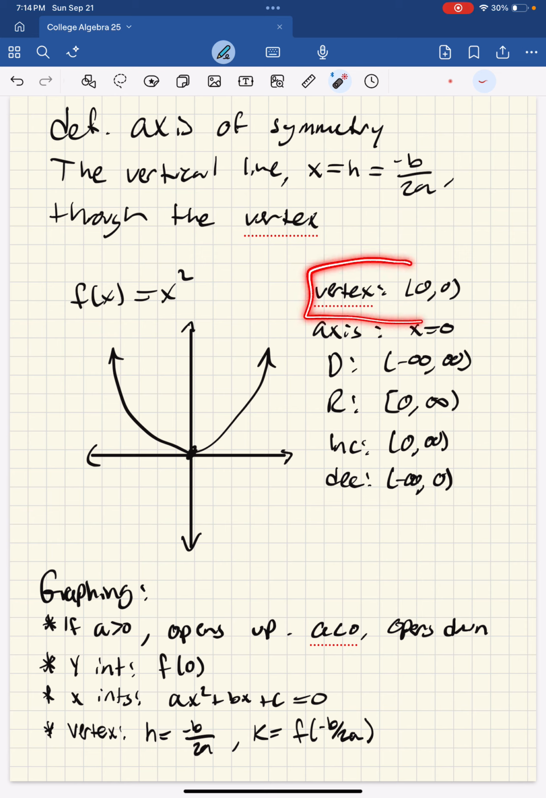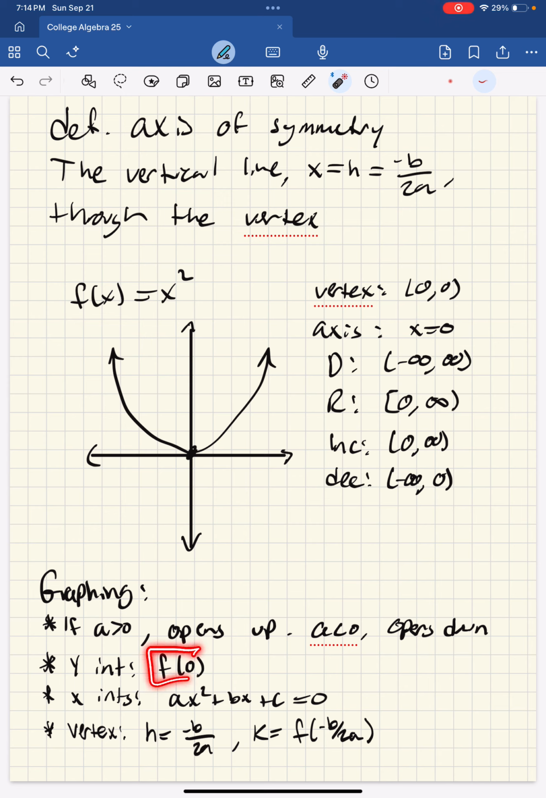So now we just have the vocabulary term of the vertex. That's the turning point. Remember, if it's a low turning point, it's a minimum. If it's a high turning point, it's a maximum. And we've got the axis of symmetry, the domain, the range, increasing, decreasing. And when we're graphing, if the leading coefficient is positive, the parabola opens up, it's smiling. If the leading coefficient is negative, the parabola faces down.